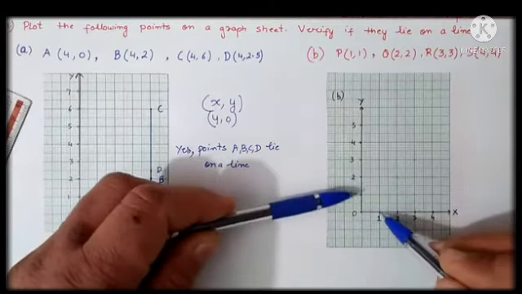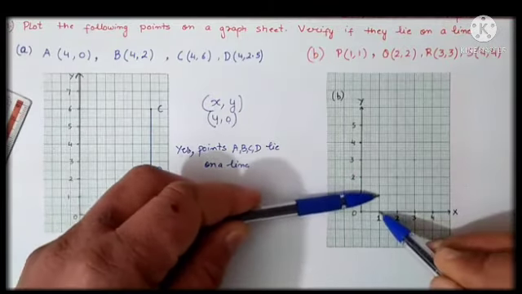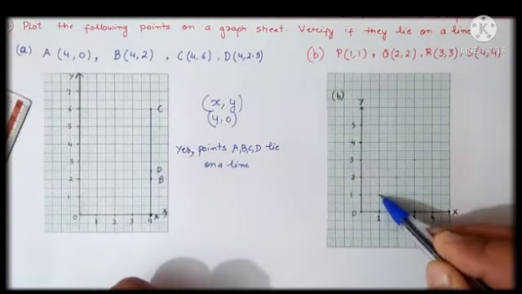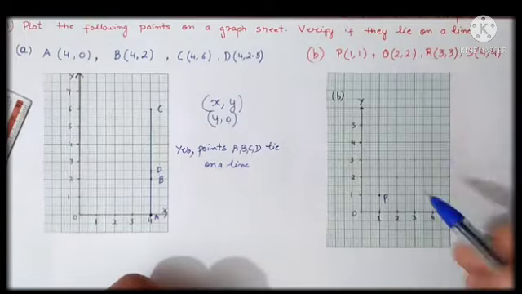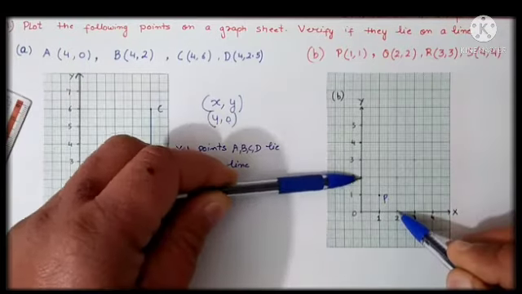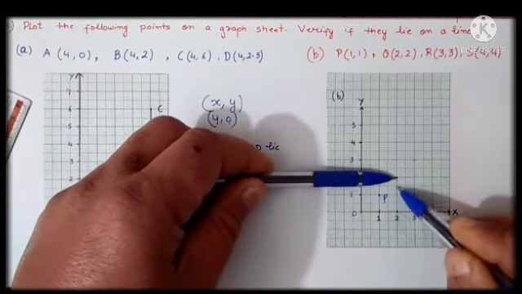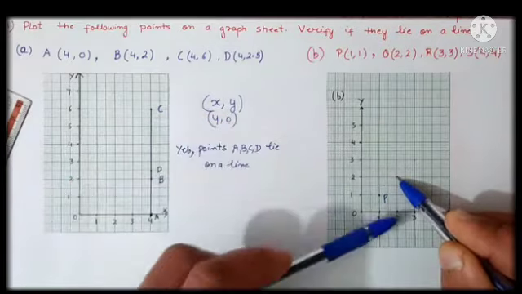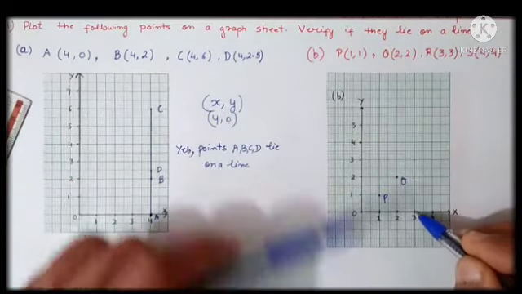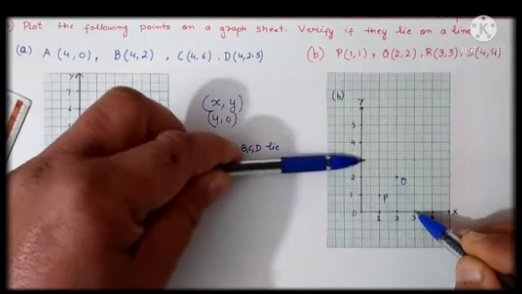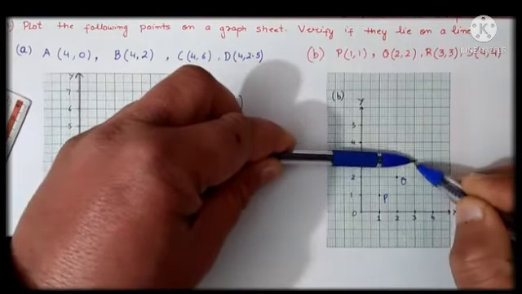Plot the point P (1, 1). X coordinate is 1, y coordinate is 1. And you get the point (1, 1) over here. Now move to point Q. You will get the point (2, 2). Similarly, we will plot the points (3, 3) and (4, 4).